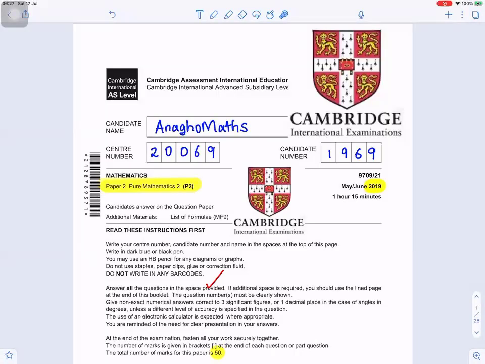Cambridge International AS and A-Level Mathematics, Paper 2, Pure Mathematics 2, 2019. Answer all the questions in the spaces provided. The total number of marks for this paper is 50.